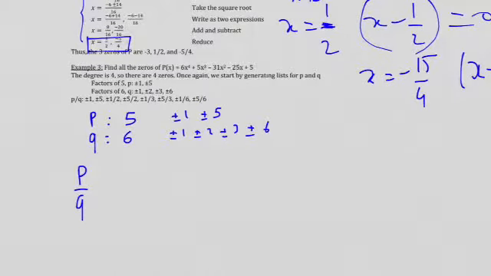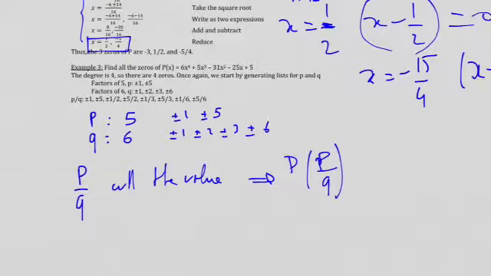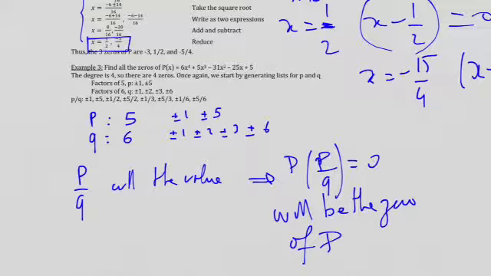Then we are going to define all the P divided by Q possible. And once we have defined all the values of the fraction, we are going to substitute these values inside your expression of P of x. So I'm going to have P of P divided by Q, and the one that makes it equal to 0 will be the 0 of your polynomial P. Okay?